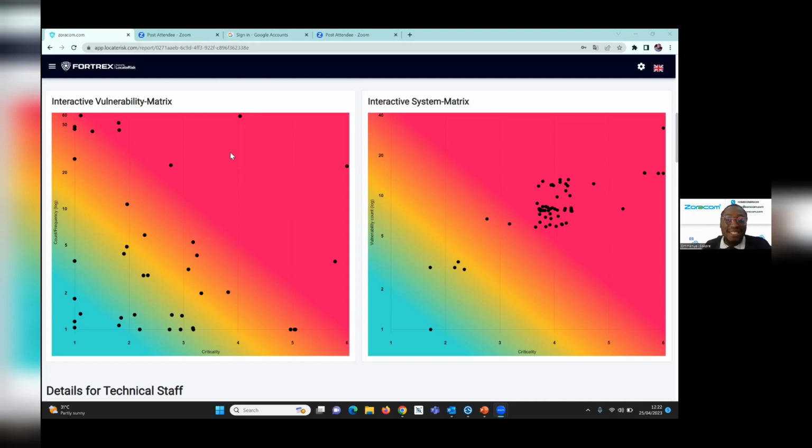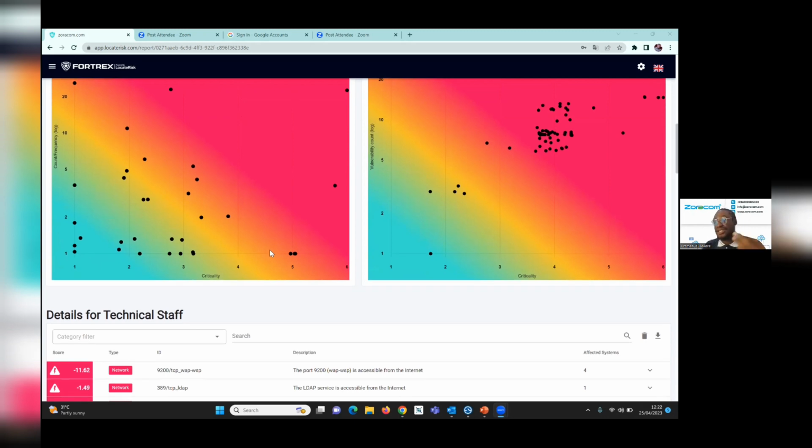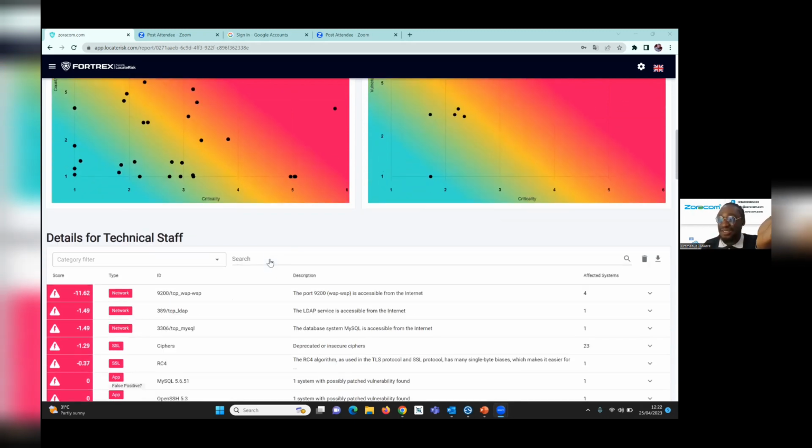So from here, you can get an idea of what exactly it represents, where your vulnerabilities are being plotted on the graph based on the level of impact they have on the systems. And this is the fun part for me. When we go down to the details for the technical staff, because I'm a hands-on person, this is what I always love to look at, because all these are our graphs.